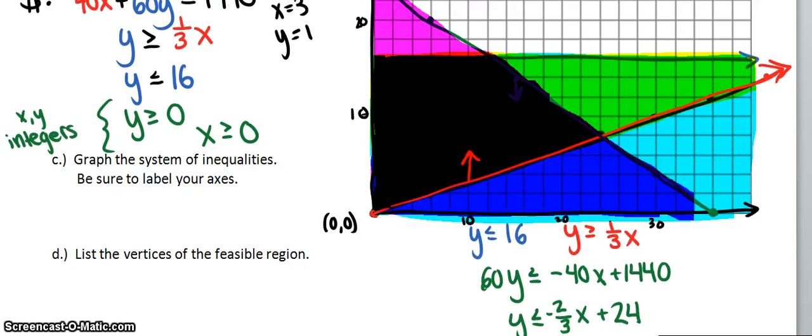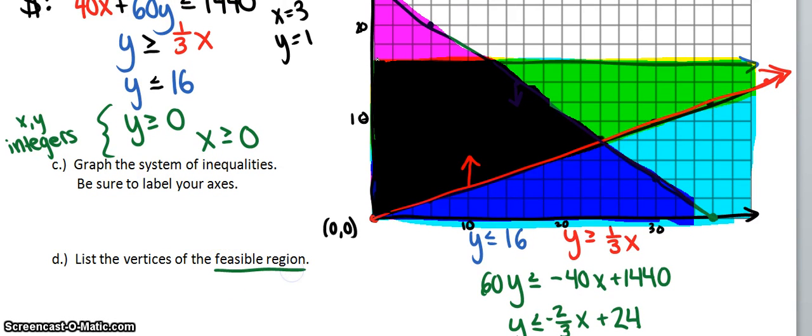Okay, so this is called your feasible region. The feasible region is where all your solutions overlap. And this one is bounded by 1, 2, 3, 4 vertices. And I want you to find the vertices of that feasible region.